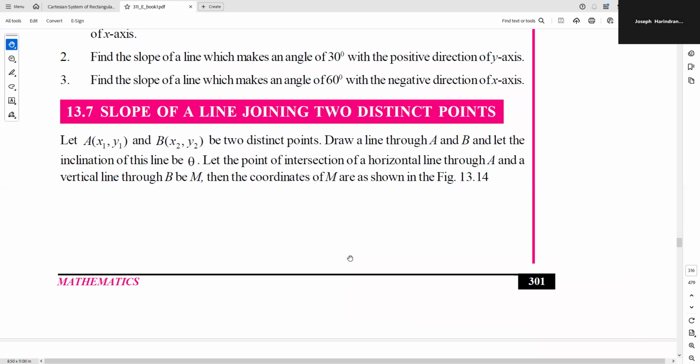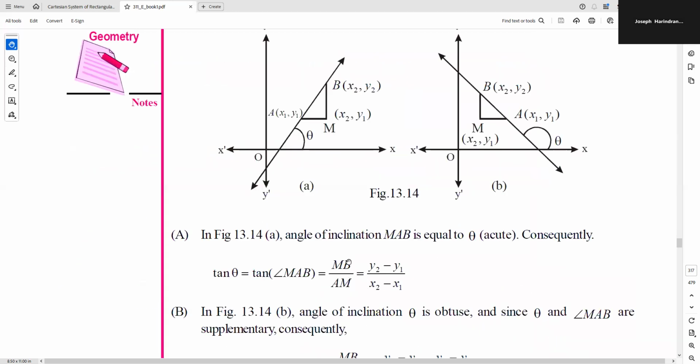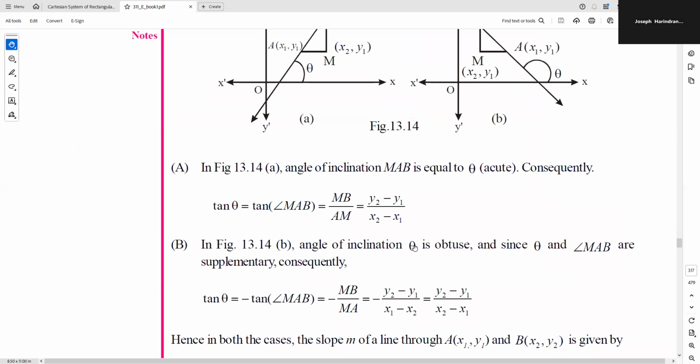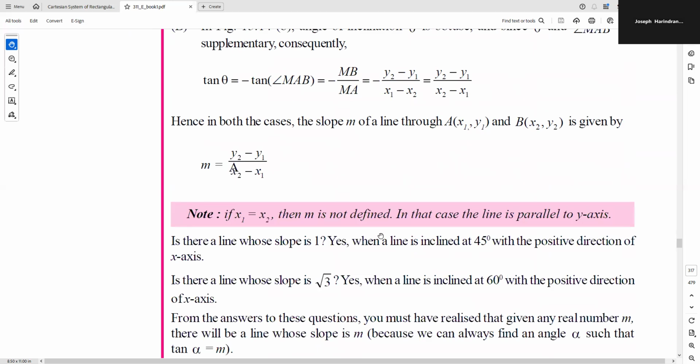So the angle is not given. By using the coordinates of the 2 points, we arrive at this formula: y2 minus y1 by x2 minus x1. That's all. That is a very easy formula. y2 minus y1 by x2 minus x1 may be positive or negative, depending on the coordinates. This formula is used for finding the slope of a line joining the 2 points, given its coordinates.